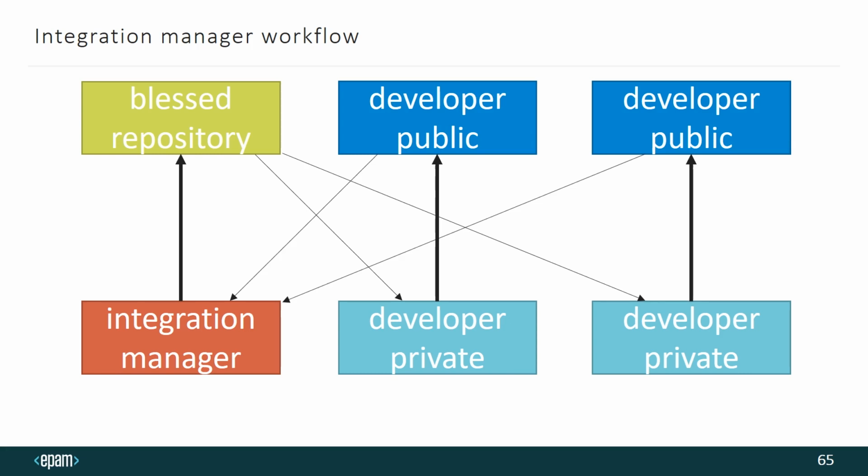How does it work? There is some blessed repository where the only person who has permission to perform pushes is the integration manager. This is a person with special authorization. So developers pull their code from the blessed repository and then push to their own public repositories. Afterwards, the integration manager pulls the code from specific developers, checks it, and if the conclusion is that yes, the code is good, pushes it to the blessed repository. The developers themselves do not have permissions to push to the shared repository. This can be done only by the integration manager.